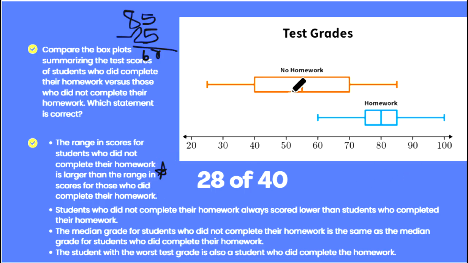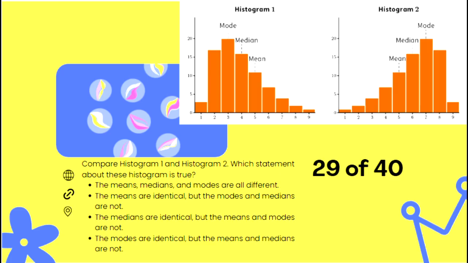Students who did not complete their homework always scored lower than students who completed their homework. That is not correct. The median grade for students who did not complete their homework is the same as the median grade for students who did complete their homework. That's not correct. That's that center line in the box plot. The student with the worst test grade is also a student who did complete the homework. No, that's not correct either. There you go.